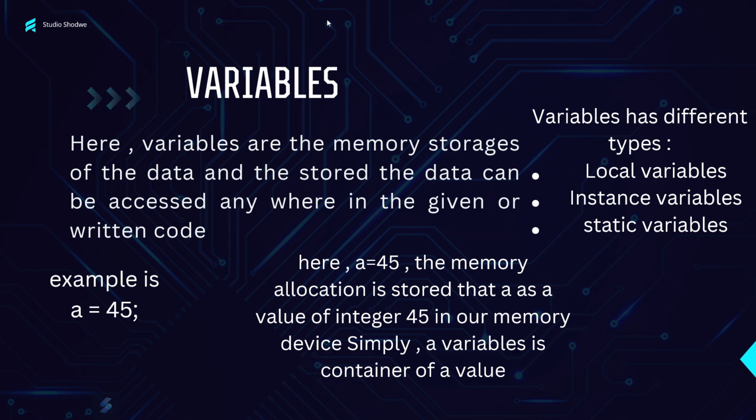A variable is a container which holds a value while the Java program is executed. A variable is assigned a data type. A variable is a name of a memory location. There are three types of variables in Java: local, instance, and static.